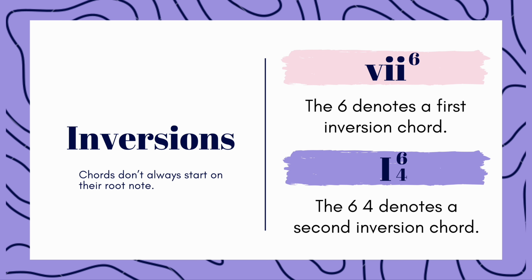Chords can move so that they don't start on the root note. This is called an inversion. Instead of always playing the root note lowest, we can start with a third or fifth, creating what we call the first inversion, denoted with a 6 at the end of the chord, and second inversion, denoted with a 6-4 at the end of the chord.